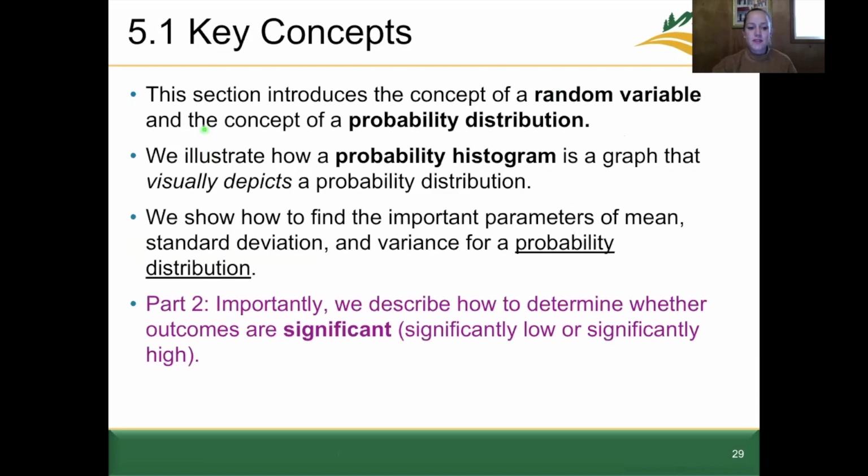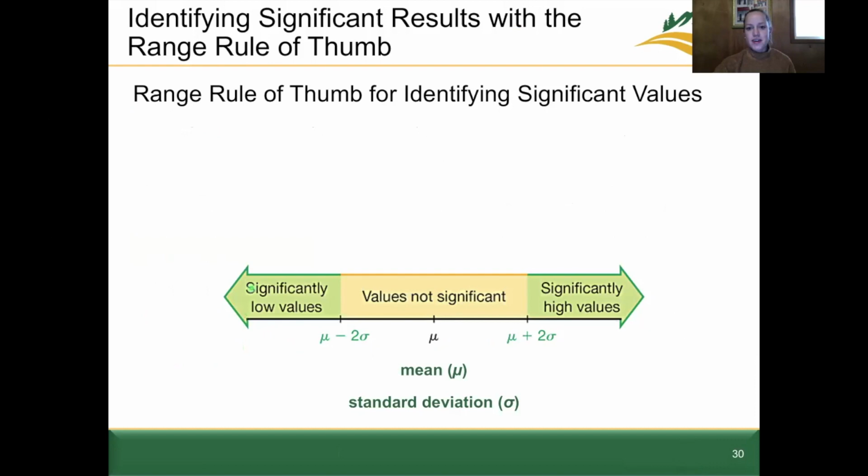So what we haven't covered yet in 5.1 is this key concept here, so we're going to describe how to determine whether outcomes are significant, whether they're significantly low or significantly high. So in talking about significance, you've seen this before, so we're going to go over again this range rule of thumb. So in this range rule of thumb, we have a figure like this.